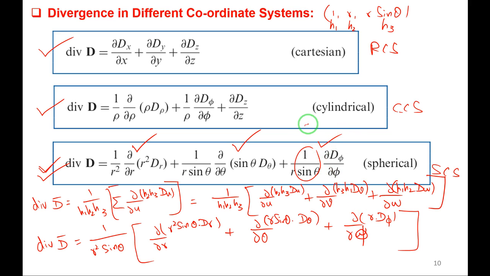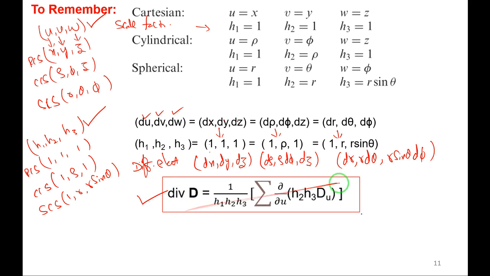I hope you got how to write the formula in all three different coordinate systems just by remembering this summation, right? Okay. I will stop today's lecture. I will stop recording.